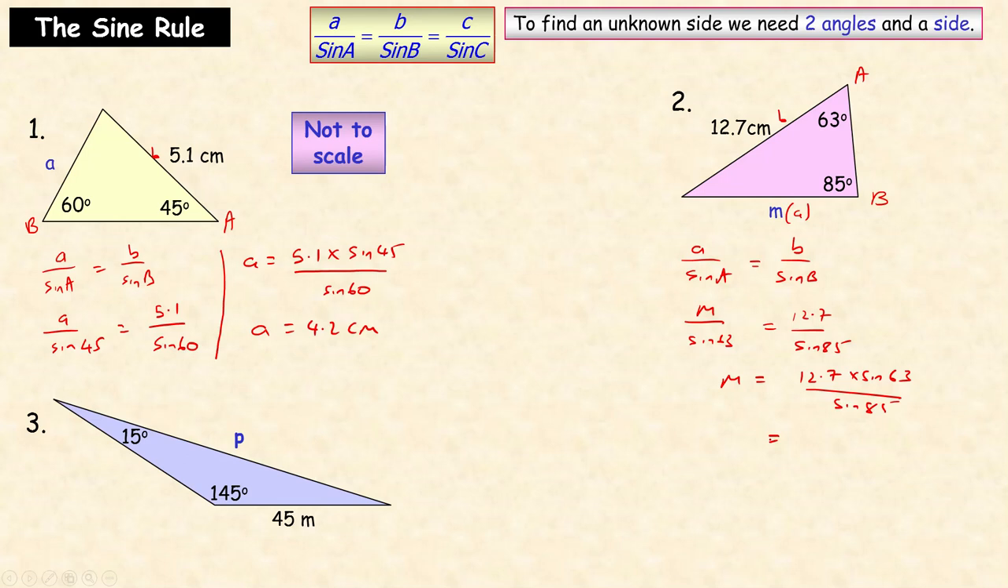Again, you're going to plug that in your calculator for me. Hit pause once you've worked it out. Hit play again to check if you got the right answer. And you should have 11.4 centimeters. What I want you to do now on question 3 is hit pause and have a go at question 3, and then hit play, and you can go through the solution then. So hit pause, go.